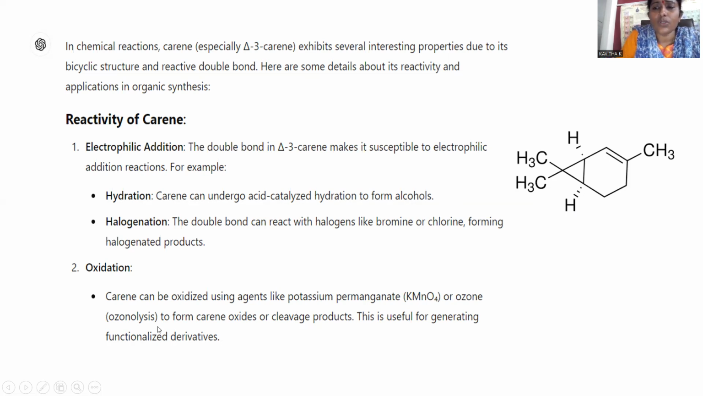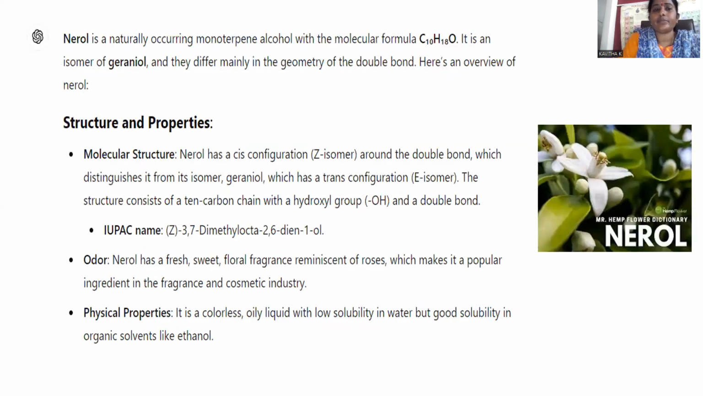Ozonolysis means we cleave the double bond so that the two adjacent terminal carbons are converted into aldehydes or ketones. That is the way ozonolysis is carried out. The double bond is completely fragmented, and this carbon turns into a double bond O. This carbon also turns into a double bond O. This is useful for generating functionalized derivatives. So many new compounds can be obtained from this compound, which is called carene.